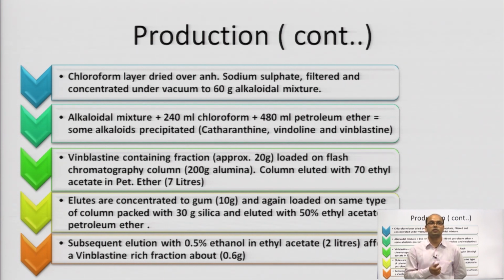So you can see the procedure. The alkaloidal mixture, that 60 gram of alkaloidal mixture, is then treated with 240 ml of chloroform and 480 ml of petroleum ether. Upon addition of petroleum ether, you get the precipitation of the alkaloidal mixture. So here you can get the precipitate of catharanthine, vindoline and vinblastine. Because we are here in this isolation method, we are targeting the isolation of vinblastine.